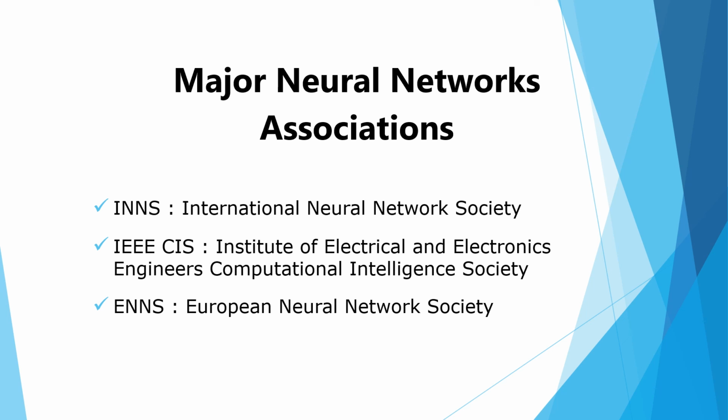Major neural network associations, which are used for different purposes: INNS, the International Neural Network Society, and IEEE-CIS, the Institute of Electrical and Electronics Engineers Computational Intelligence Society, and these people are involved in the programming part of neural networks. And ENNS is the European Neural Network Society, in which people from European countries are associated.